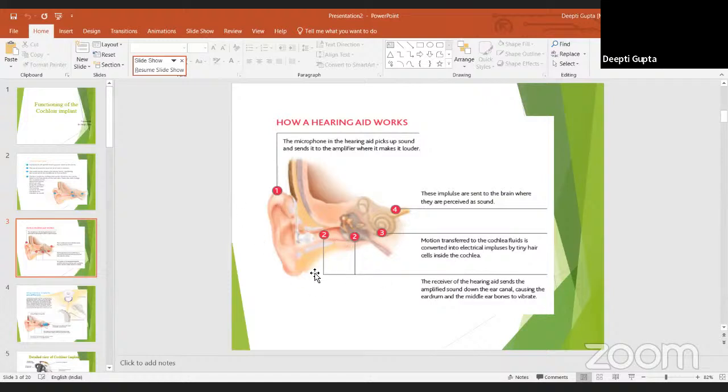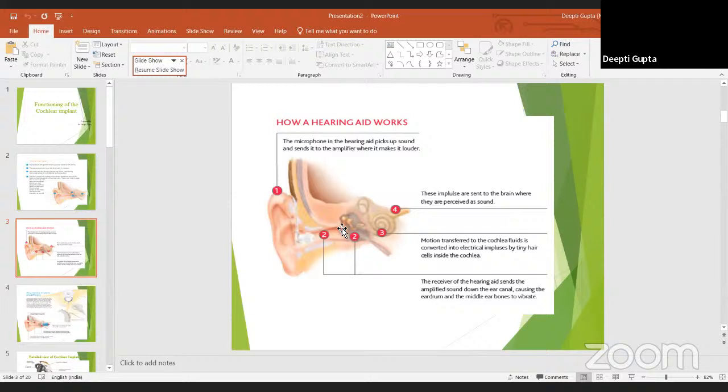So we can see from the picture, first point, in a hearing aid, we have a microphone which captures the sound, and the microphone sends that sound, with the help of the hearing aid, to the amplifier. And what will the amplifier do? The amplifier just amplifies the sound. It means it makes it louder. And after that, it sends this sound through the hearing aid to the ear canal.